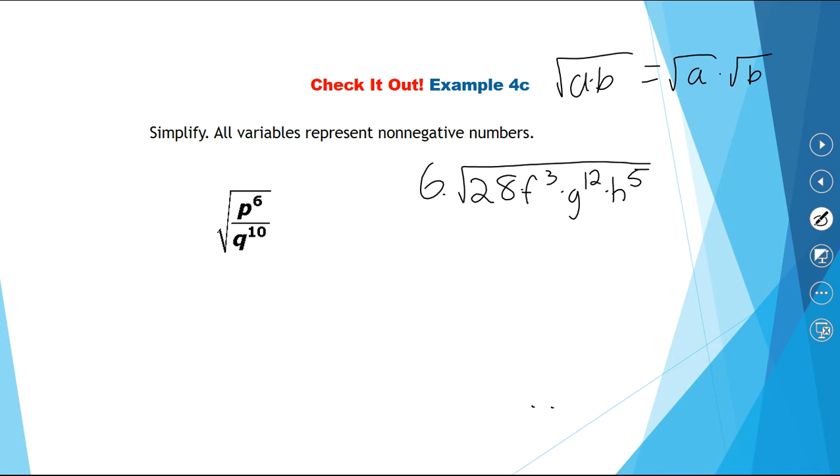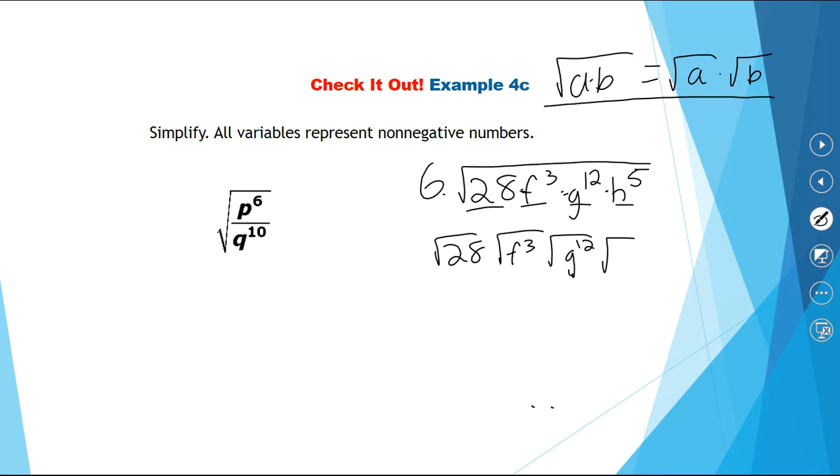All right, but of course, in this example, we're multiplying everything, so this property will work, which means I'm going to separate all of these things out, create individual problems. So the square root of 28, separate that from the square root of f to the third, from the square root of g to the 12th, and the square root of h to the 5th. Because of this property, I can break them up into their own individual pieces, and then I'll treat this as basically 4 different problems.